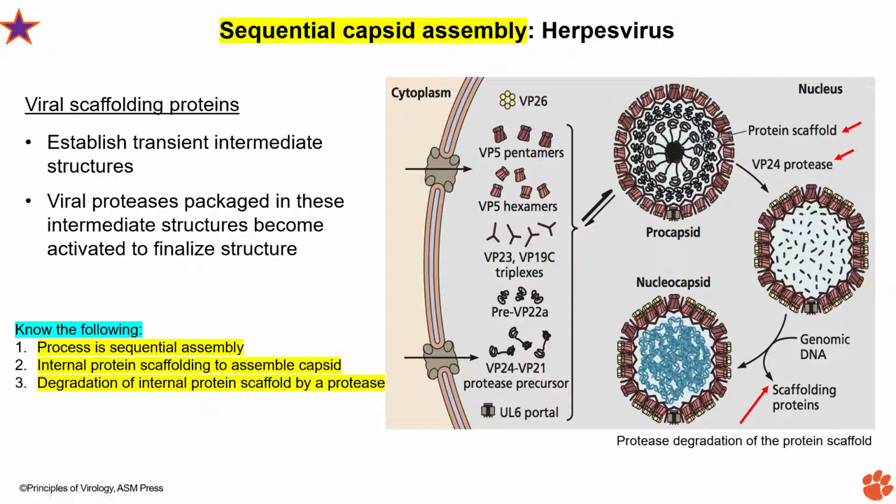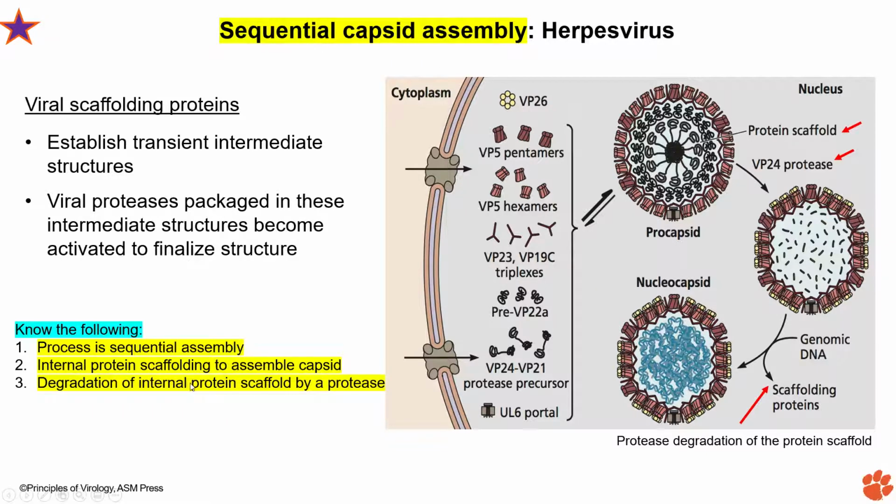All right, so after that, we are looking at the process. What are the different processes involved in the sequential assembly? Just know that a protein scaffold is first formed, and this protein scaffold is degraded by a protease, and that's basically the overview of that.